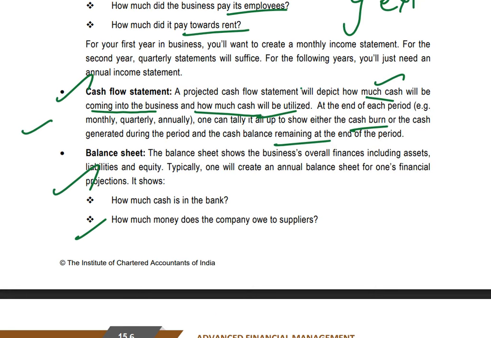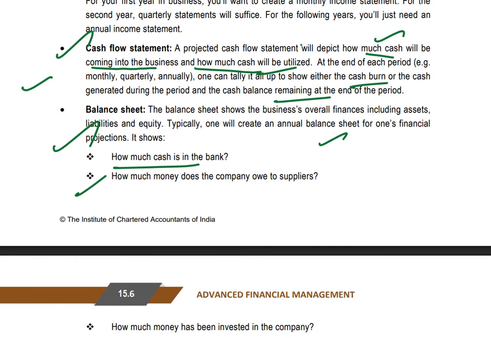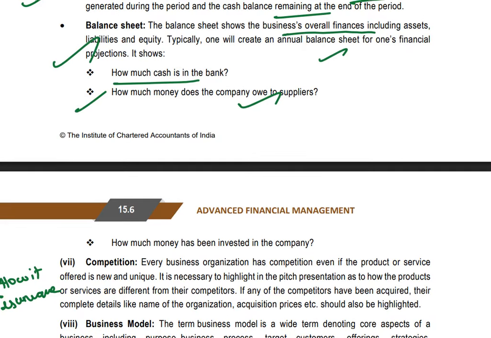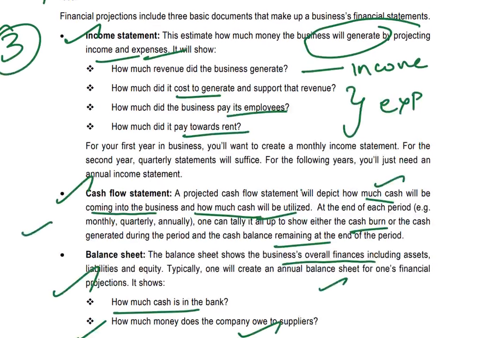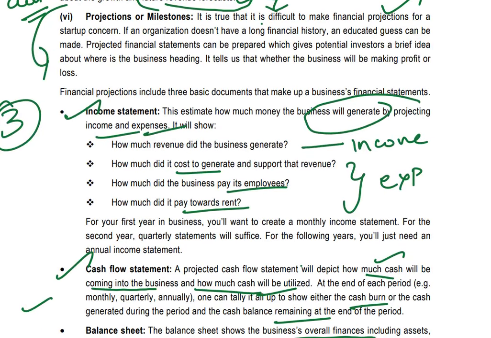And the balance sheet is something that is going to tell you the overall finances, including the assets, liabilities and equity. So how much money you owe to your suppliers, how much money has been invested in the company, etc. Everything you have to say in these statements.